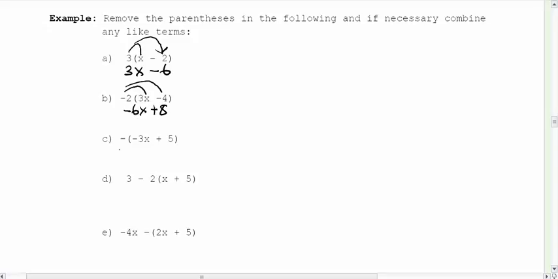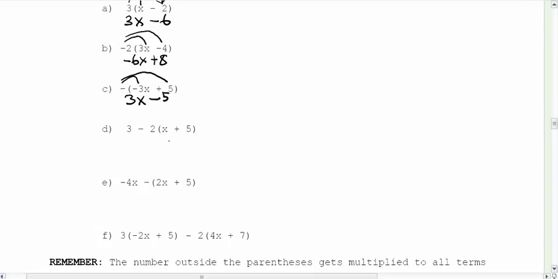For C, on the outside here we have a minus sign. That minus sign gets distributed not just to the minus 3x, but it also gets distributed across to the 5. Be careful, it gets distributed to everything inside of the parentheses. So a negative and a negative makes a positive 3x. A negative and a positive is a negative 5.